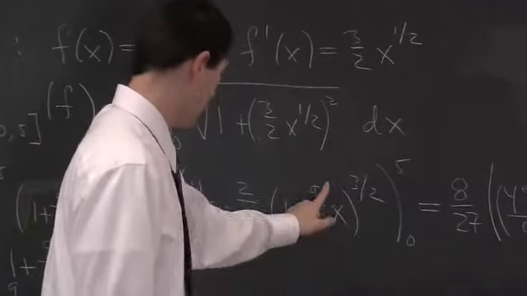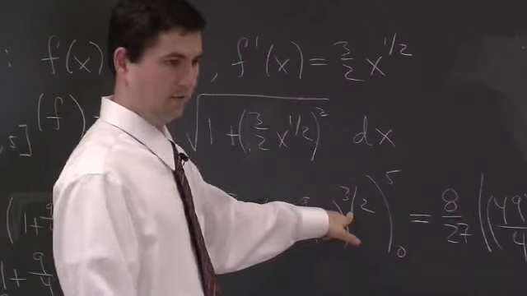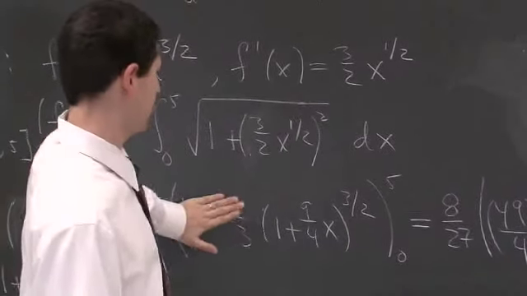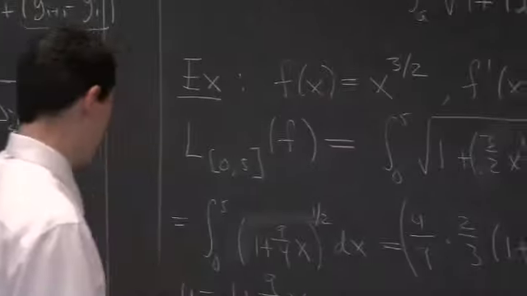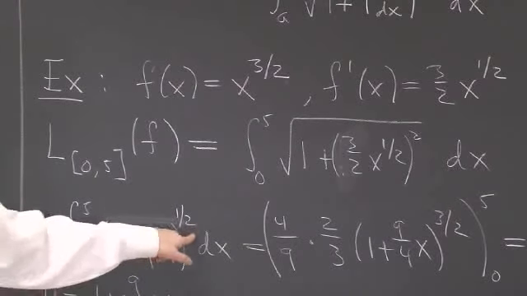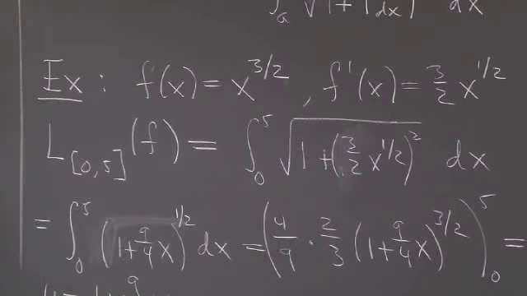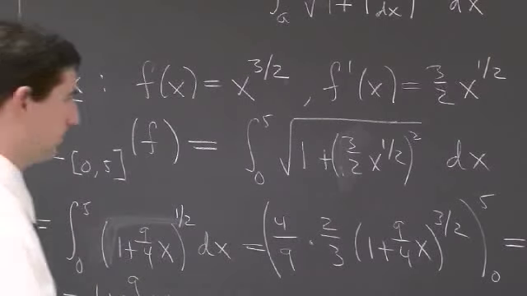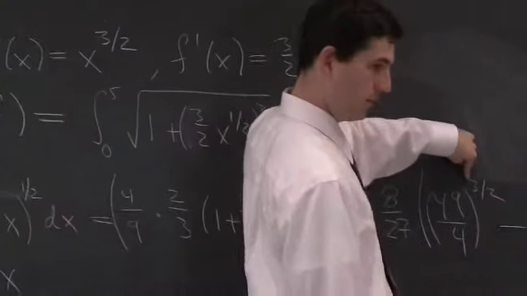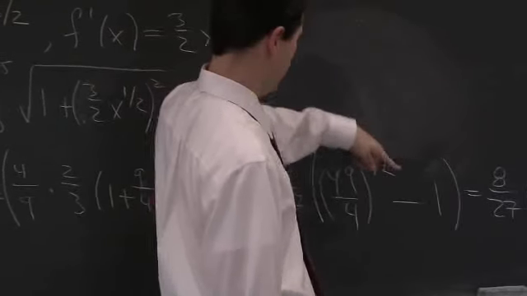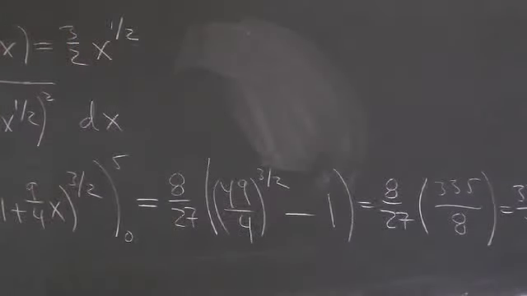When you put a 0 in here, you get 9/4 times 0, which is 0, plus 1 to the 3/2. Of course, 1 to the 3/2 is 1. And then this stuff was just on the outside. Remember, we made this substitution, so you're integrating u to the 1/2, and the integral of u to the 1/2 is 2/3 u to the 3/2. So that's where that 2/3 comes from. Then 49 over 4, take the square root. You get 343 over 8, but then you have to subtract 1, or 8 over 8, and so you get 335 over 8.